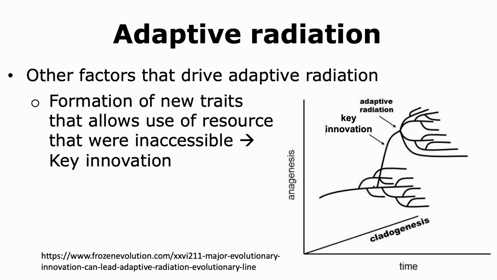While mass extinctions can result and drive adaptive radiation, there are other factors that can also drive adaptive radiation. For example, the formation of new traits that allow organisms to use resources in the environment that were previously inaccessible can also drive adaptive radiation. This phenomenon is called key innovation. An example of key innovation is the evolution of wings. Once a key innovation event occurs, the organism can undergo adaptive radiation to give rise to many different species.